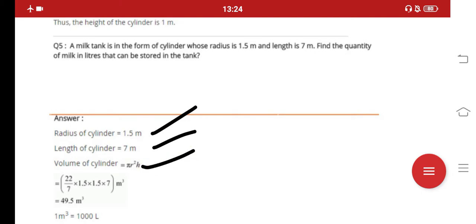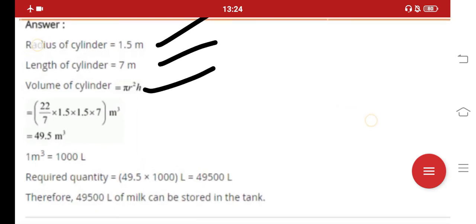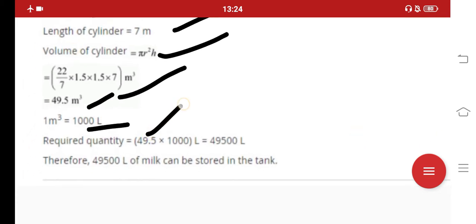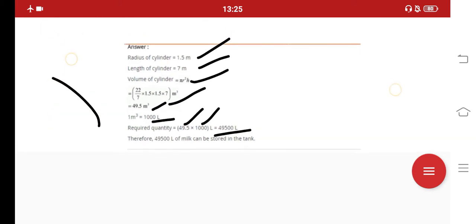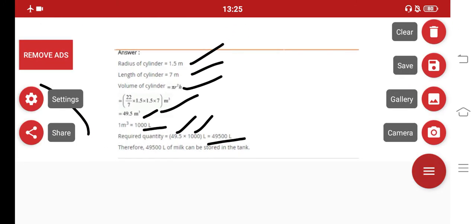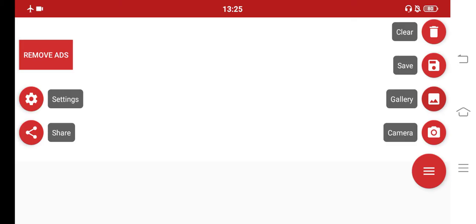So what is the volume of a cylinder? That is pi r square h. After placing all the values, we are getting 49.5 meter cube. But in the question it is given that we have to take out the quantity in liters. So 1 meter cube is equal to 1000 liters. So 49.5 meter cube is equal to 49.5 into 1000 liters. So that is 49,500 liters. This is the total quantity of milk that can be stored in the tank. So see, this is our question number 5. Now let us see what is our question number 6.